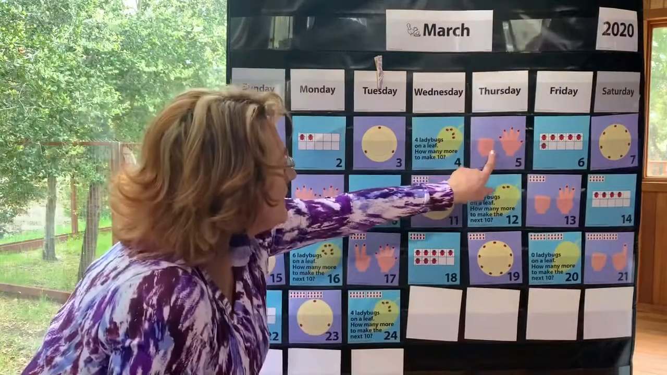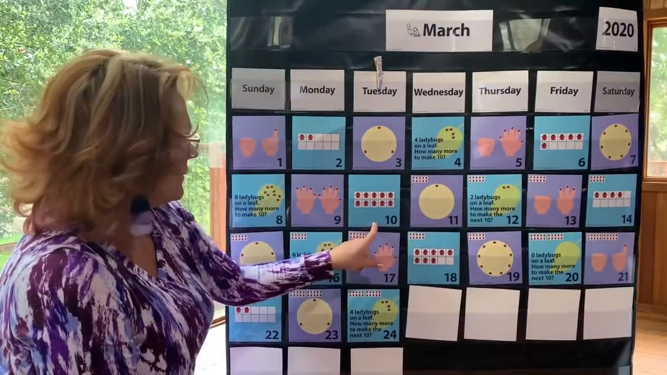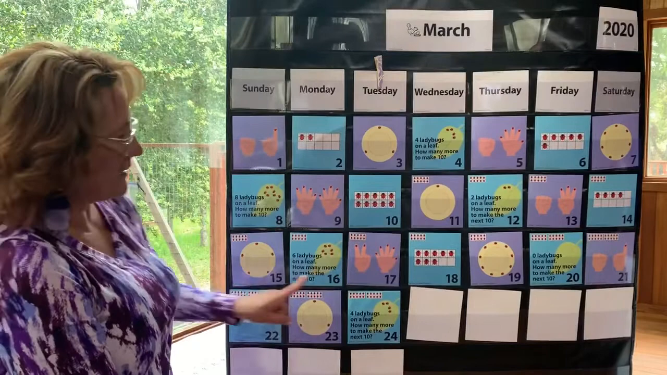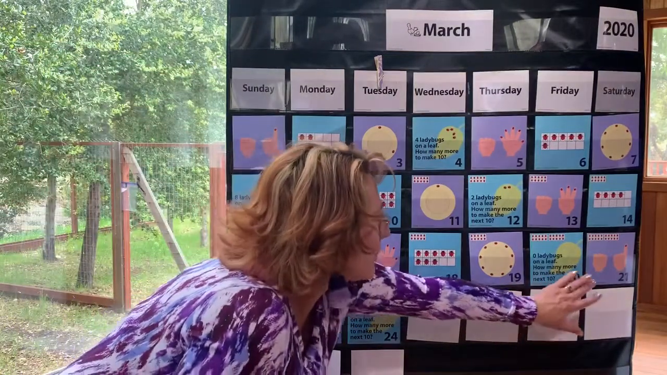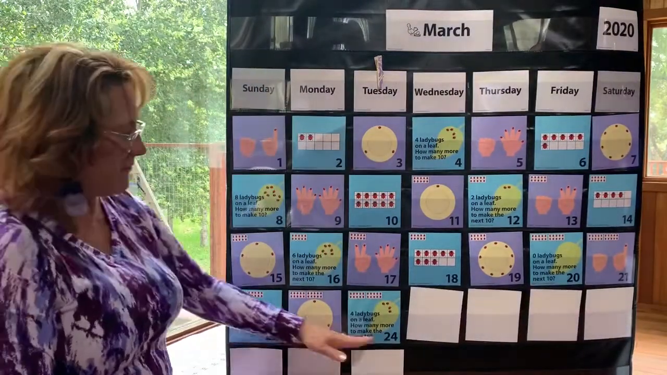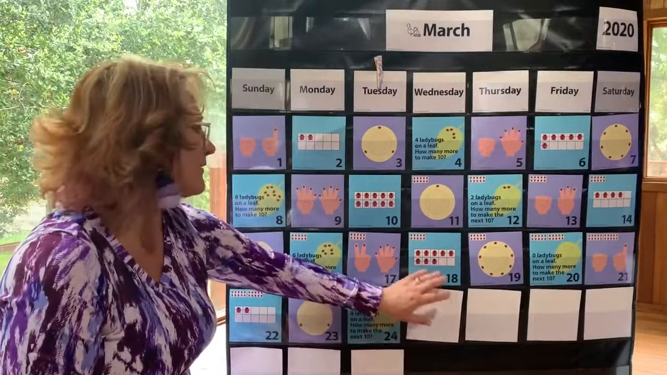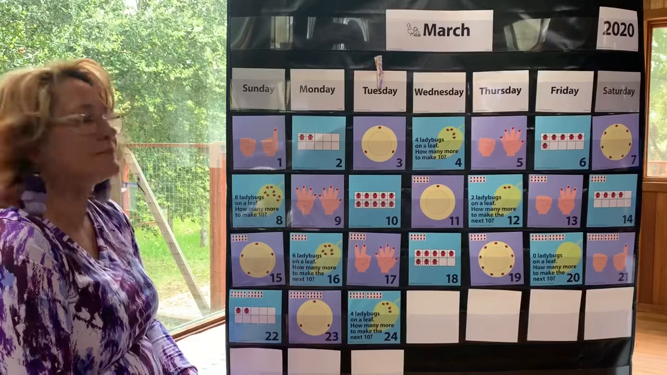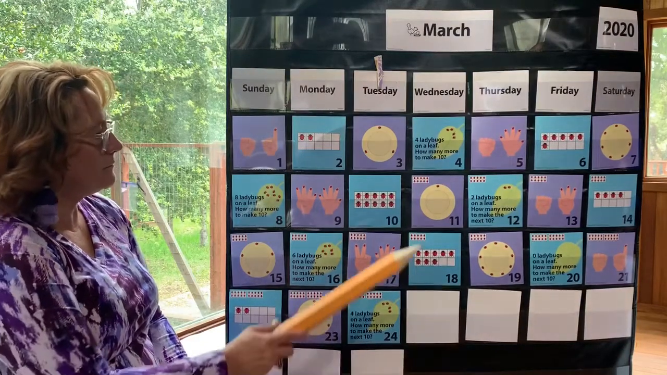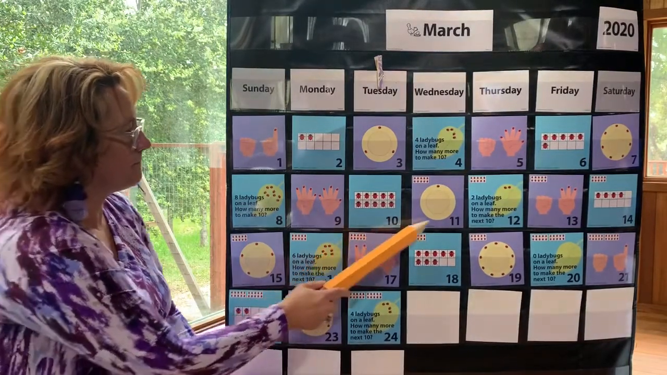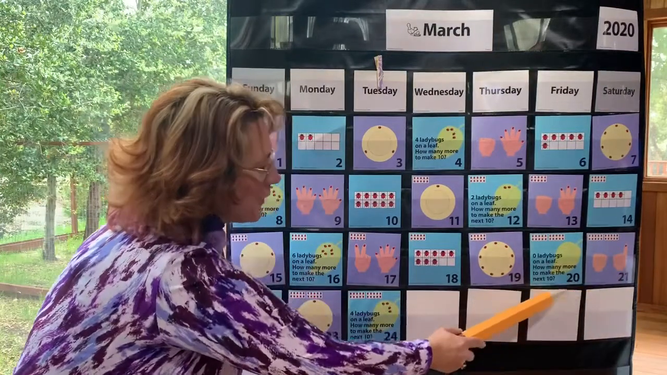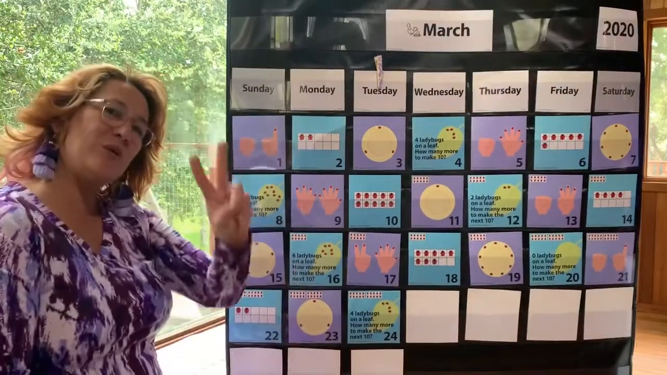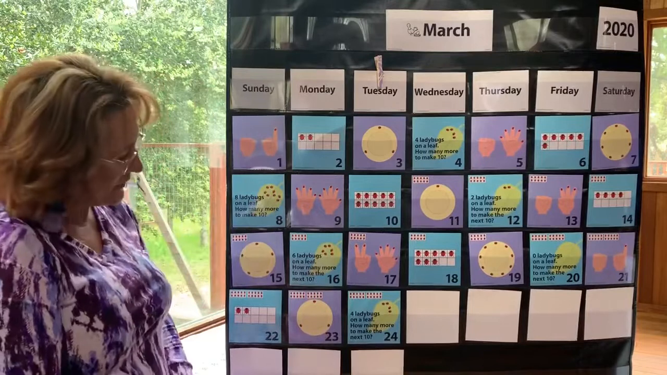We have 1, 2, 3, 4, but there's only 1, 2, 3, 4. We can't get to our next 5 yet. How many 10s do we get to count? 10, 20. We get to count 2 10s at this point.